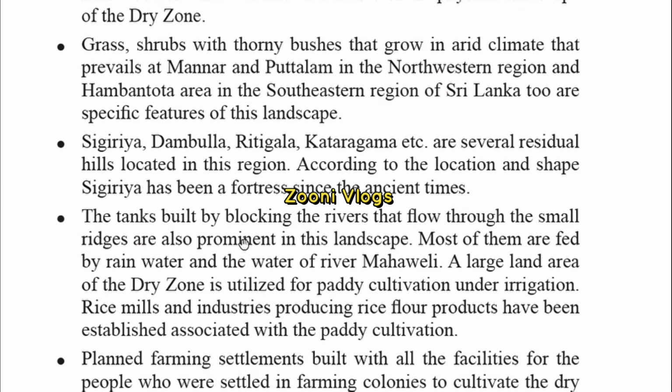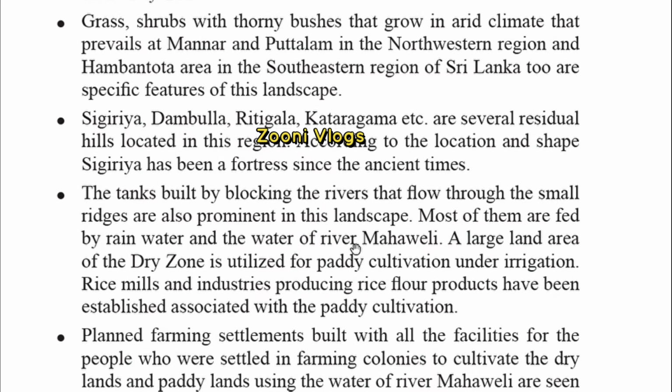The tanks built by blocking the rivers that flow through the small ridges are also prominent in this landscape. Most of them are fed by rainwater and water of river Mahaweli. A large land area of the dry zone is utilized for paddy cultivation and irrigation. Rice mills and industries producing rice flour products have been established associated with the paddy cultivation.